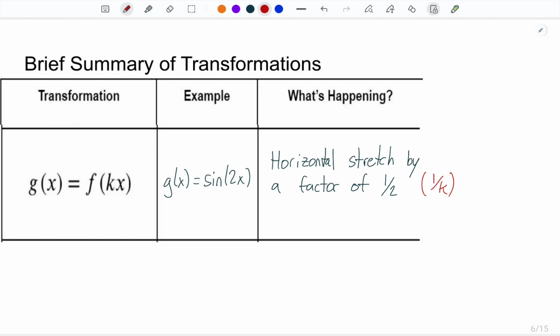You might also see the word compression. I don't really like to use the word compression. You don't have to worry about thinking between stretches, compression. Just always use a stretch. Because the factor, that number, the 1/2, that's telling you exactly what's happening to your points or your graph as a whole.